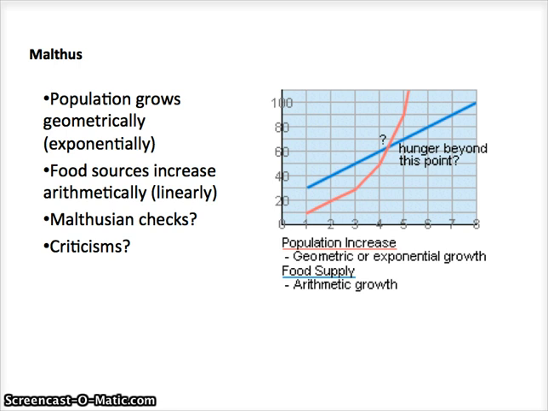But there's still many people that believe in this theory, and they are called Neo-Malthusians. So it's still a very popular theory when it comes to population. We're going to stop here, and we're going to pick up with demographic cycles in part 2.